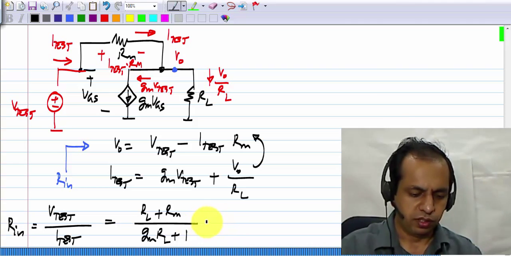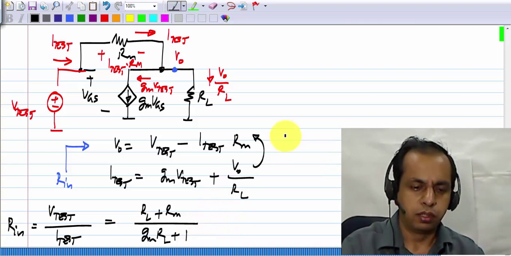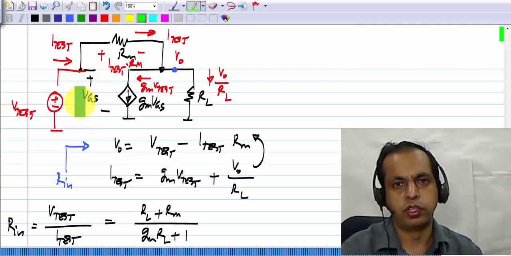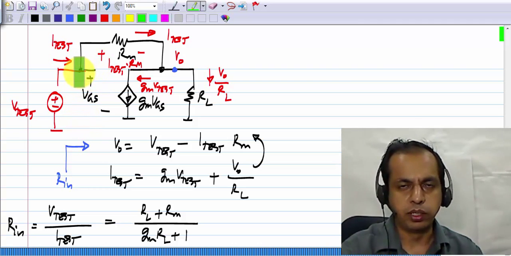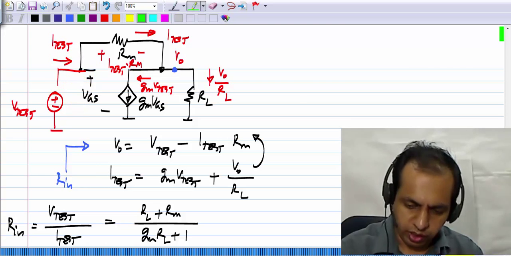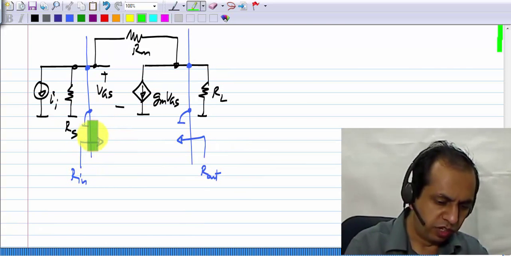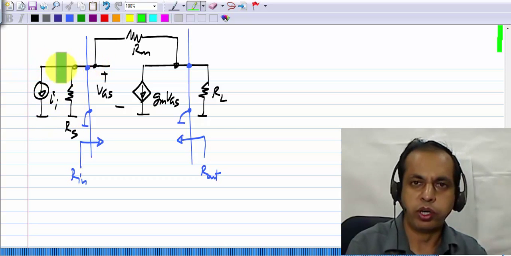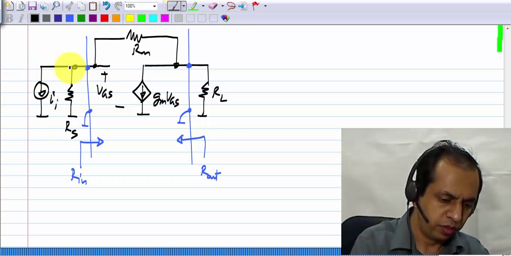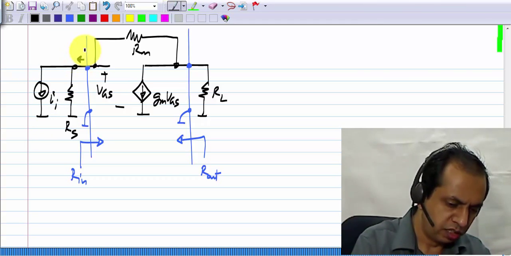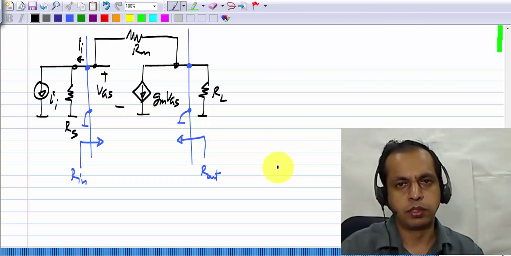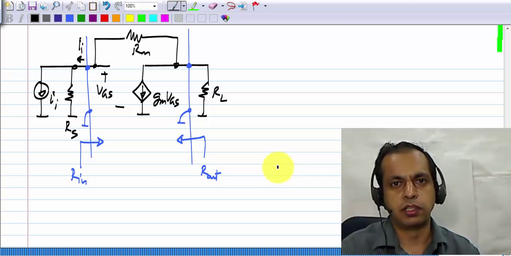Now what happens here? Ideally we would like the input resistance of a current controlled voltage source to be 0. That's because if Rin is 0, regardless of the value of Rs, all of this II will flow into the circuit. So this current here will be equal to II if Rin is 0. So that's why we want 0 input resistance in a current controlled voltage source.